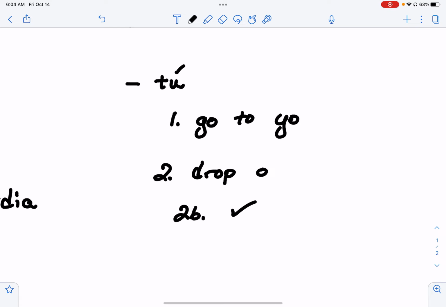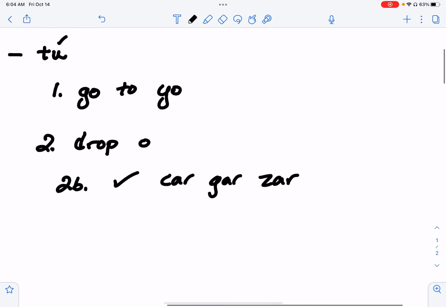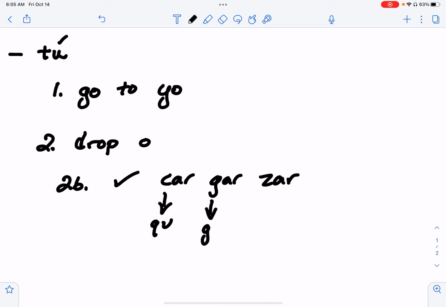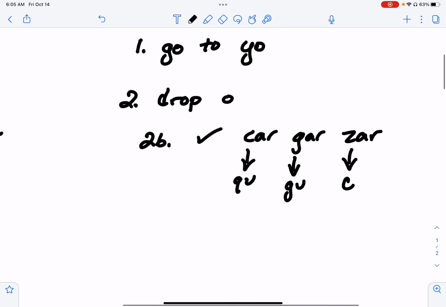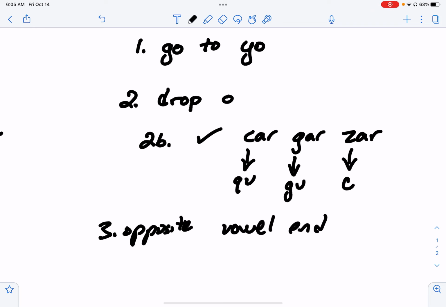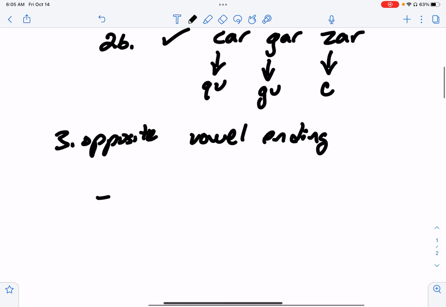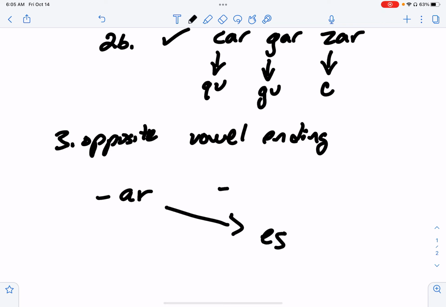Then I check to see if it's a car, gar, or zar verb. And if it is, I'll change the C to QU, I'll change the G to GU, or I'll change the Z to a C. And then I'll add the opposite vowel ending. So for example, if the verb ends in AR, I'll change the AR to an ES. And if the verb ends in an ER or an IR, I'll change the ending to AS.